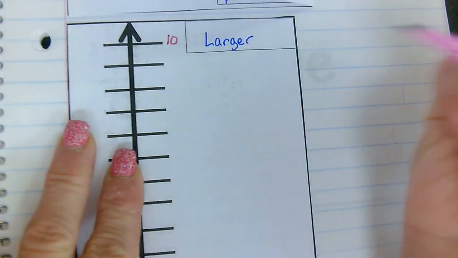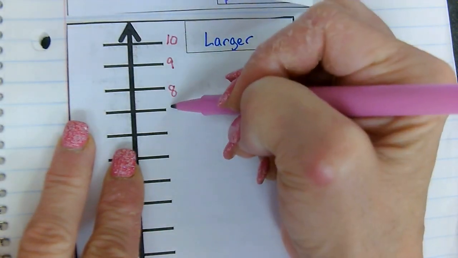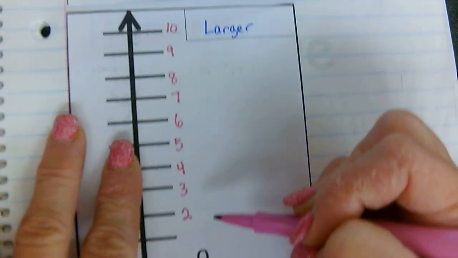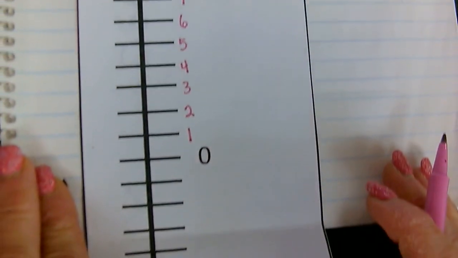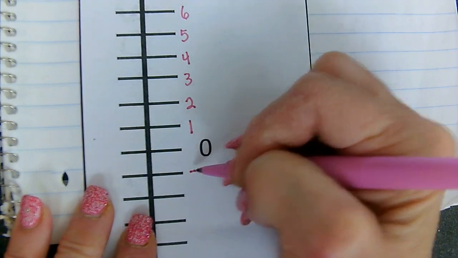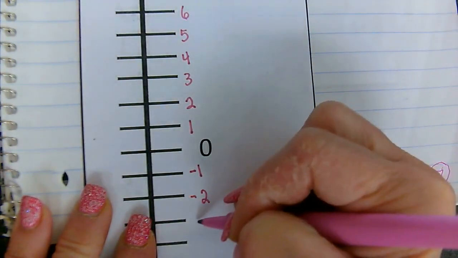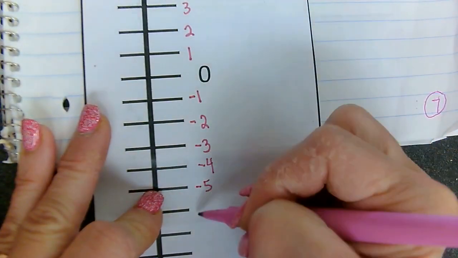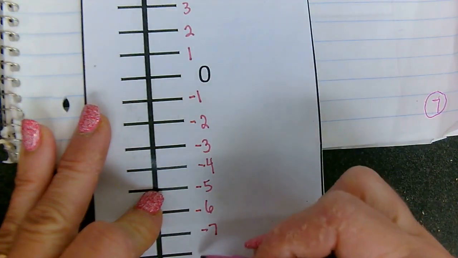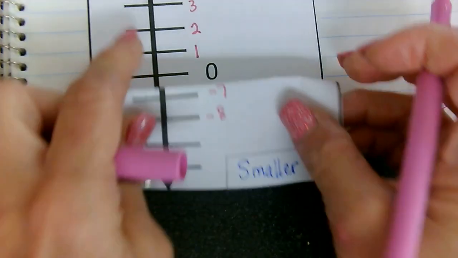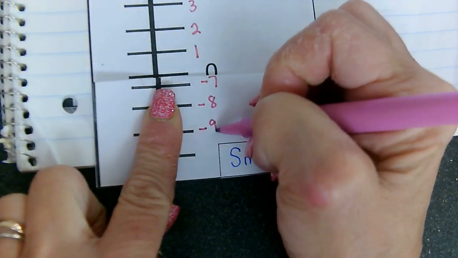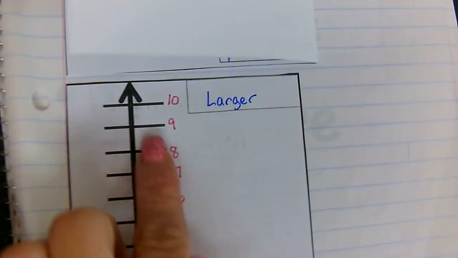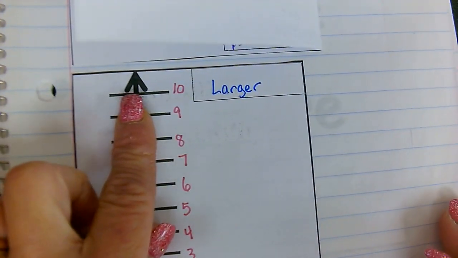So we have 10 at the top, counting down 9, 8, 7, 6, 5, 4, 3, 2, 1, and then here's 0, and then after that we have negatives, starting with -1, -2, -3, -4, -5, -6, -7, -8. Let me flip it up here so you can see the rest. -9 and -10. But this arrow tells you this goes on infinitely this way, and that's the same for the arrow on this side. It shows you that the numbers go on forever the other way.